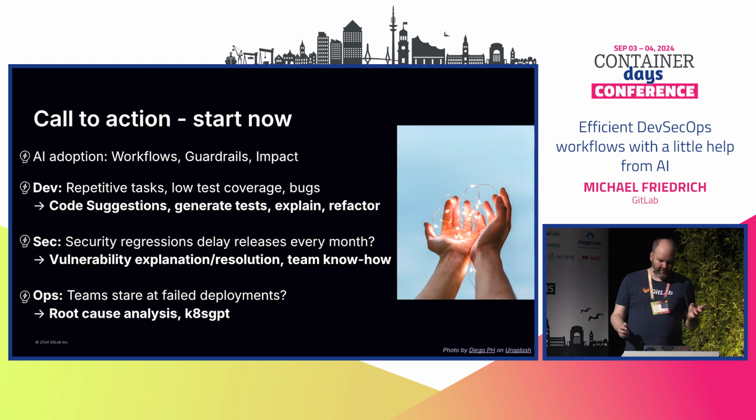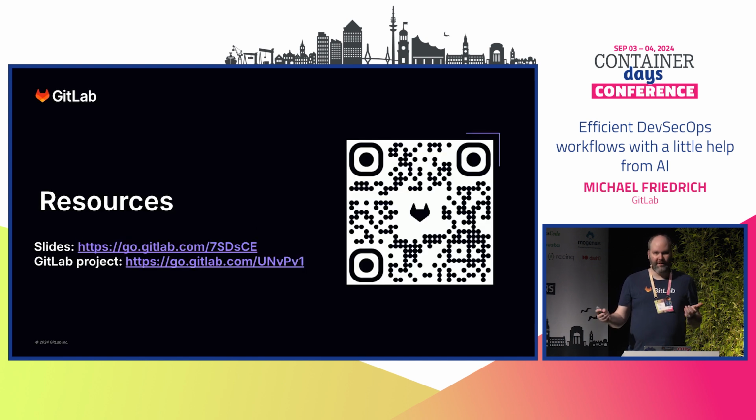To sum up, to achieve DevSecOps efficiency, I think it's important to define the use cases and the workflows. Don't try to implement AI everywhere, but you can. It's helpful from a developer's perspective: anything that is repetitive or has low test coverage or has bugs, use code suggestions, generate tests, explain, refactor. From a security perspective, vulnerability explanation, resolution, and team know-how. And from an ops perspective, root cause analysis and KDS GPT to get started with. That being said, thanks for your attention.